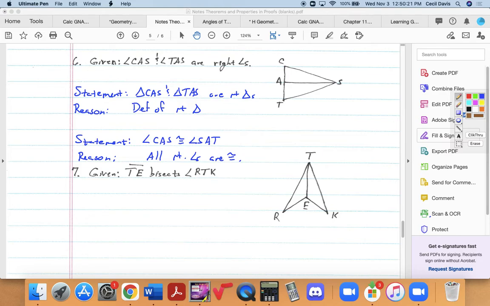Could you do segment SA perpendicular to segment CT? That's a third thing that you can do. We're not really interested in it, but you're absolutely right. Okay, any questions about this one now? All right. Only a few more.